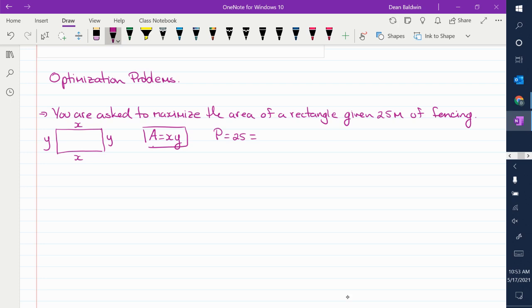2x plus 2y. X plus y plus y. I just add those all up. So 2x plus 2y. All right, there is our second equation.